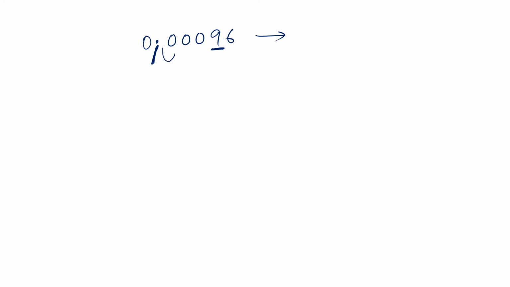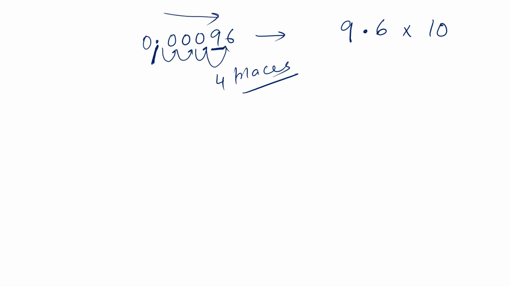Move to the right. 1, 2, 3, and 4. So, again I have 4 places, right? So I will write 9.6 multiplied by 10 and 4 places. Since I am moving to the right, it is minus first and then I will write 4 places.